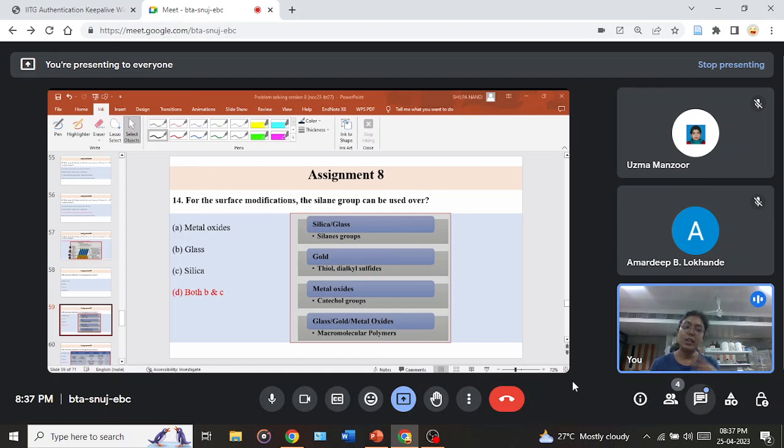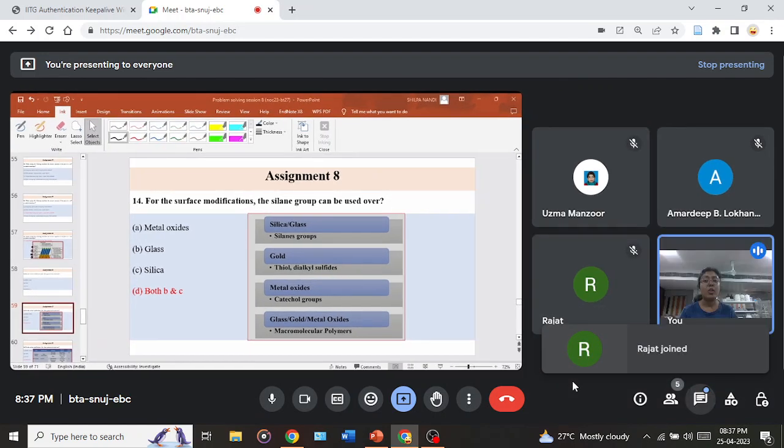Right. So any other question can also be framed wherein it can be given as, for the surface modification the catechol groups can be used over, then the answer would be metal oxide. Or the question can be, for the surface modification the thiol or dialkyl sulfides can be used over, then your answer would be gold.